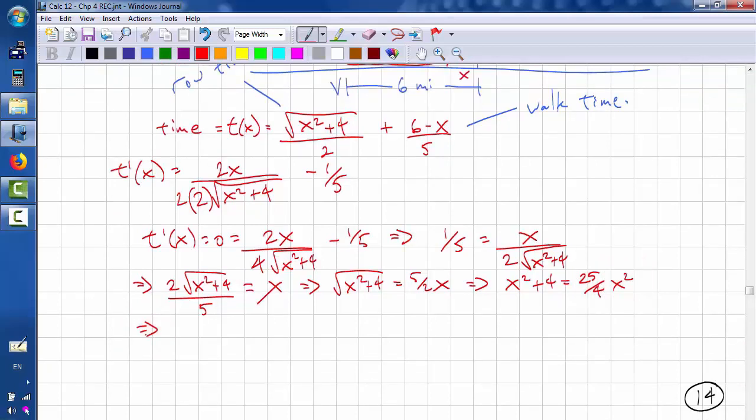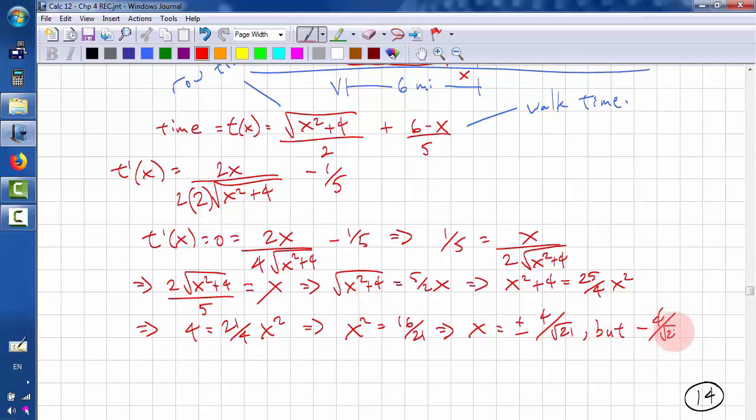Looks hard, but we just keep doing one step at a time. So we want all the x squareds over to one side. I suggest the right-hand side because this value is bigger than 1. So we have 4 equals, we're taking away 4, so that's 21 over 4 x squared. That gives us x squared equals 16 over 21. x equals plus or minus 4 over root 21. Okay, but negative 4 over root 21 is not in the domain.